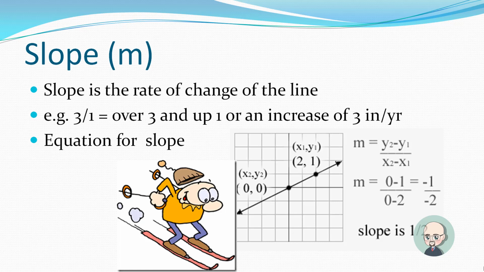So if we have a point that's y2, y1, okay, we look at the bottom point, we subtract that. We look at the other point, we subtract that. Remember, you're subtracting the y values from 2 separate points.